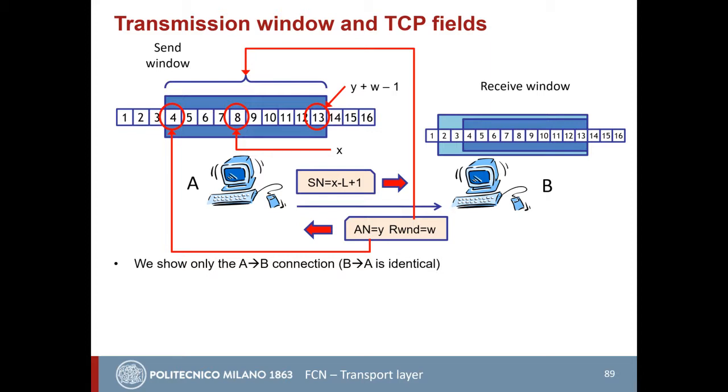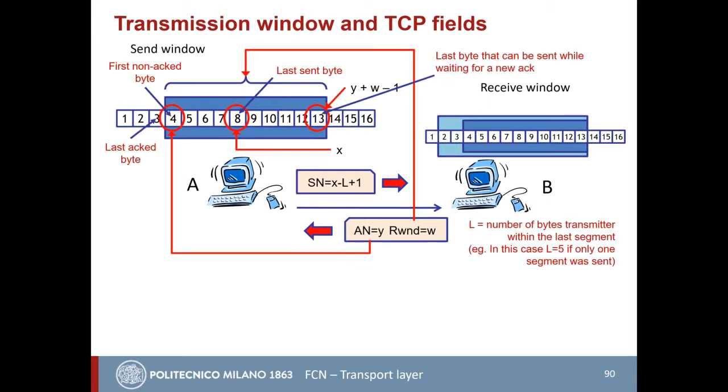The center window is the blue box that you see there, and it is a sliding window, so it has a certain size, and it starts at a certain sequence number and finishes at another sequence number. What is the meaning of all the other symbols that you find there?